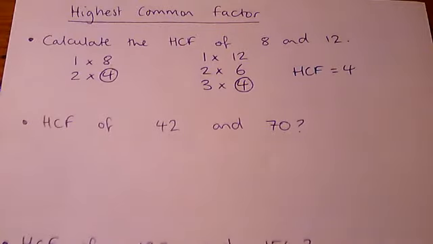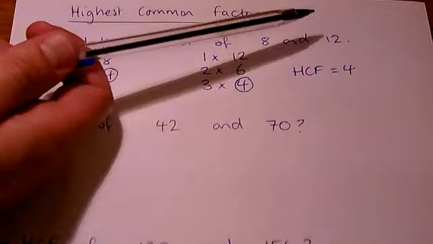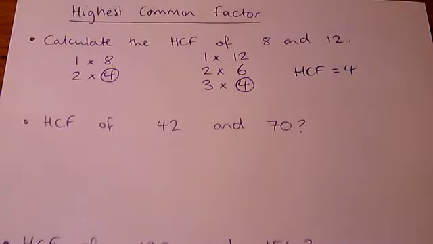And that's just the biggest number that both 8 and 12 can be divided by. You can divide 8 by 4 and get a whole number answer, and you can divide 12 by 4 and get a whole number answer.